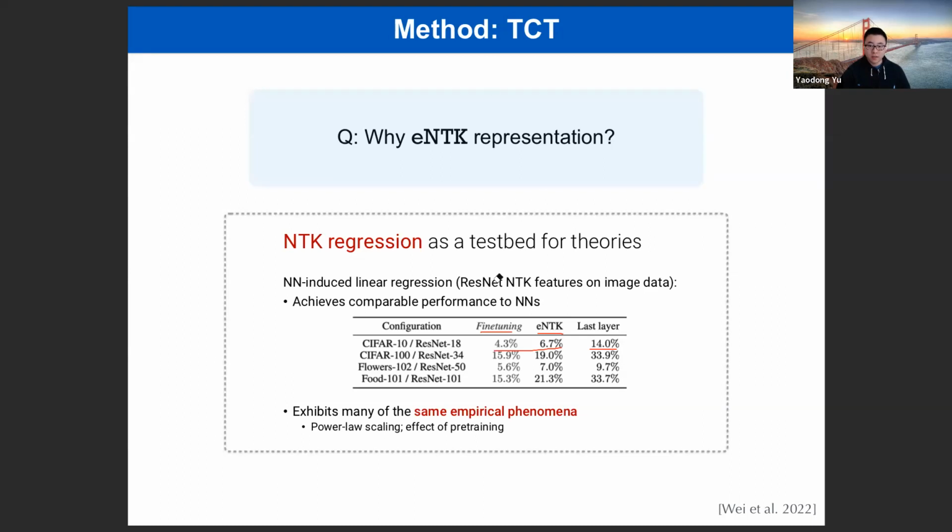So overall, the high-level message is that ENTK representations can be interpreted as a good proxy to approximate fine-tuning. And overall, it's still a convex problem. In the centralized case, you can use kernel tricks to compute the solution very efficiently. For more details on the very interesting findings regarding the ENTK, please go to Alex's work.